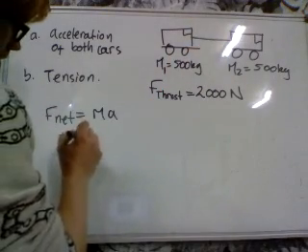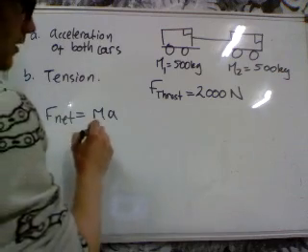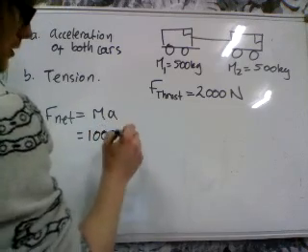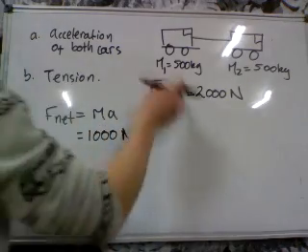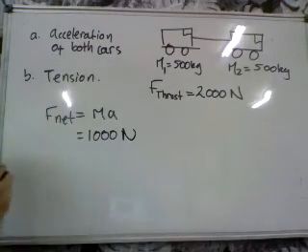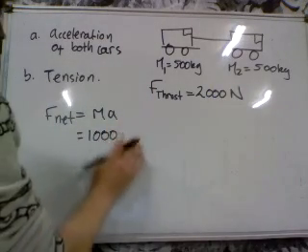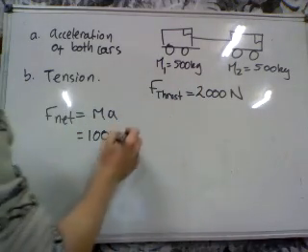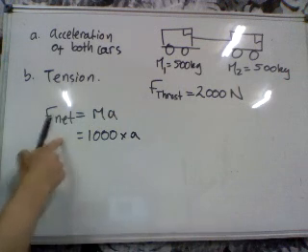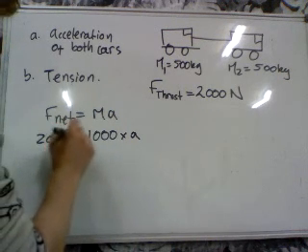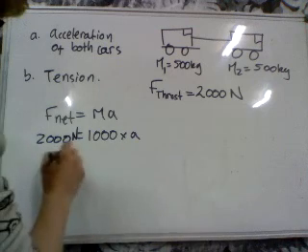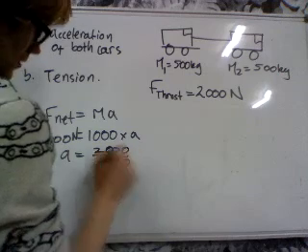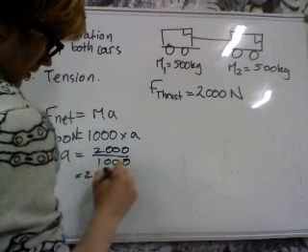F net equals ma equals, now we use the combined mass, which is going to be 1,000 newtons, and the net force on the system, because there's no friction pulling it back, is just that thrust force of 2,000. Sorry. The mass is 1,000 kilograms, the combined mass, not 1,000 newtons. Times acceleration, and the net force is 2,000 newtons. Okay, so a equals 2,000 over 1,000 equals 2 meters per second squared.